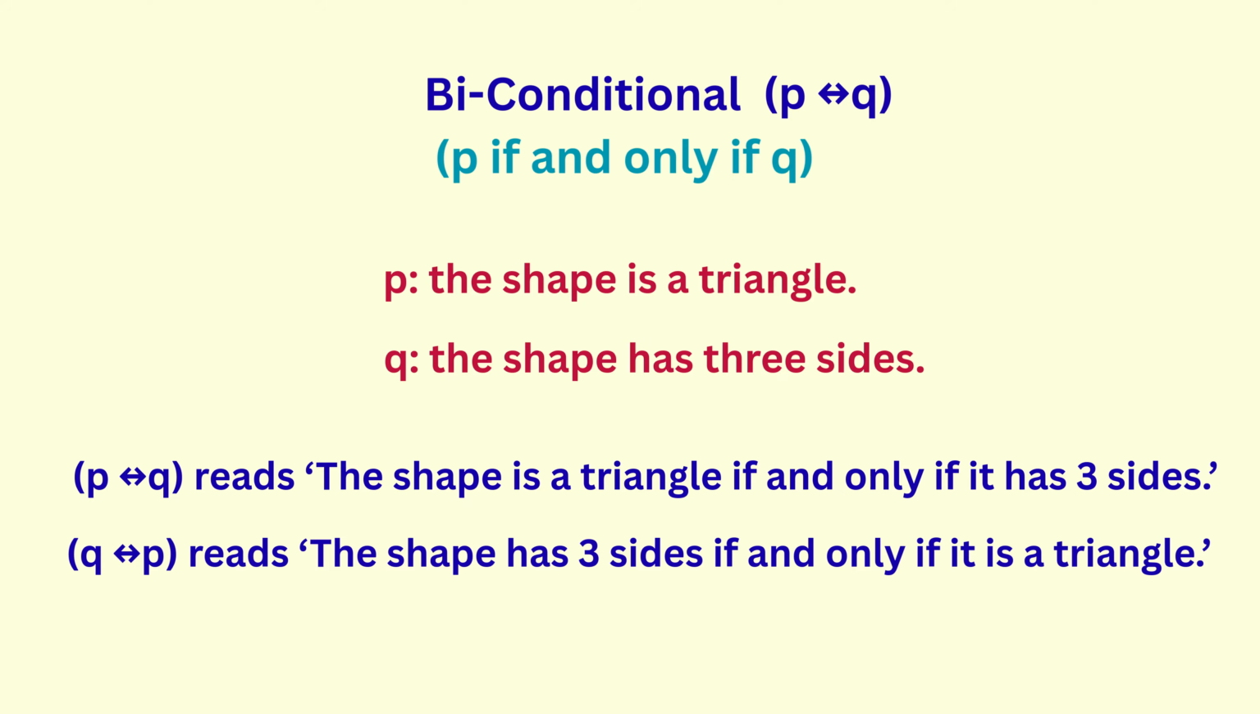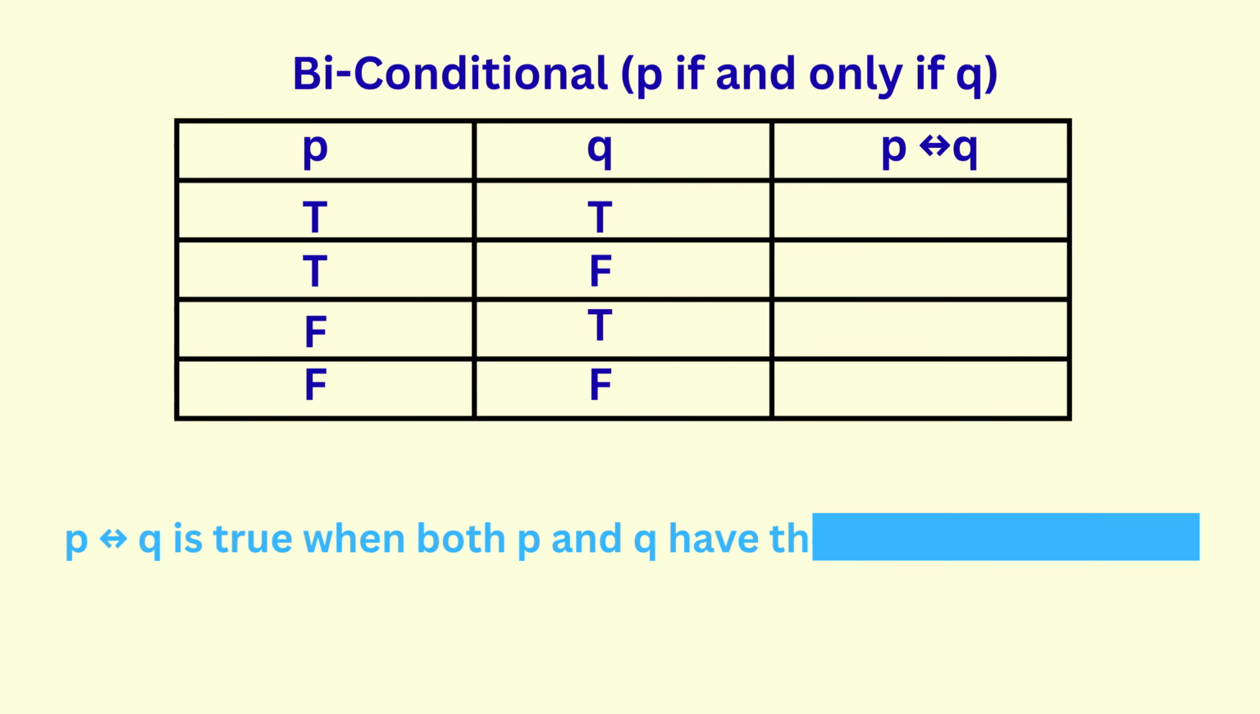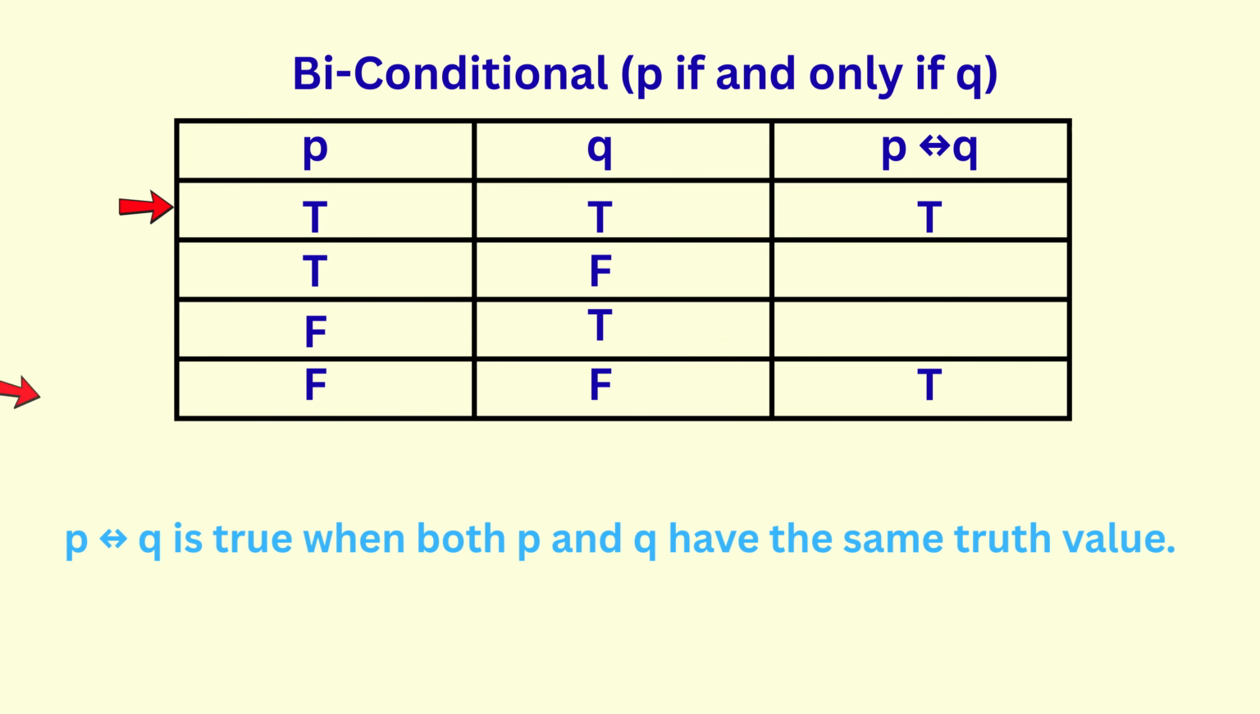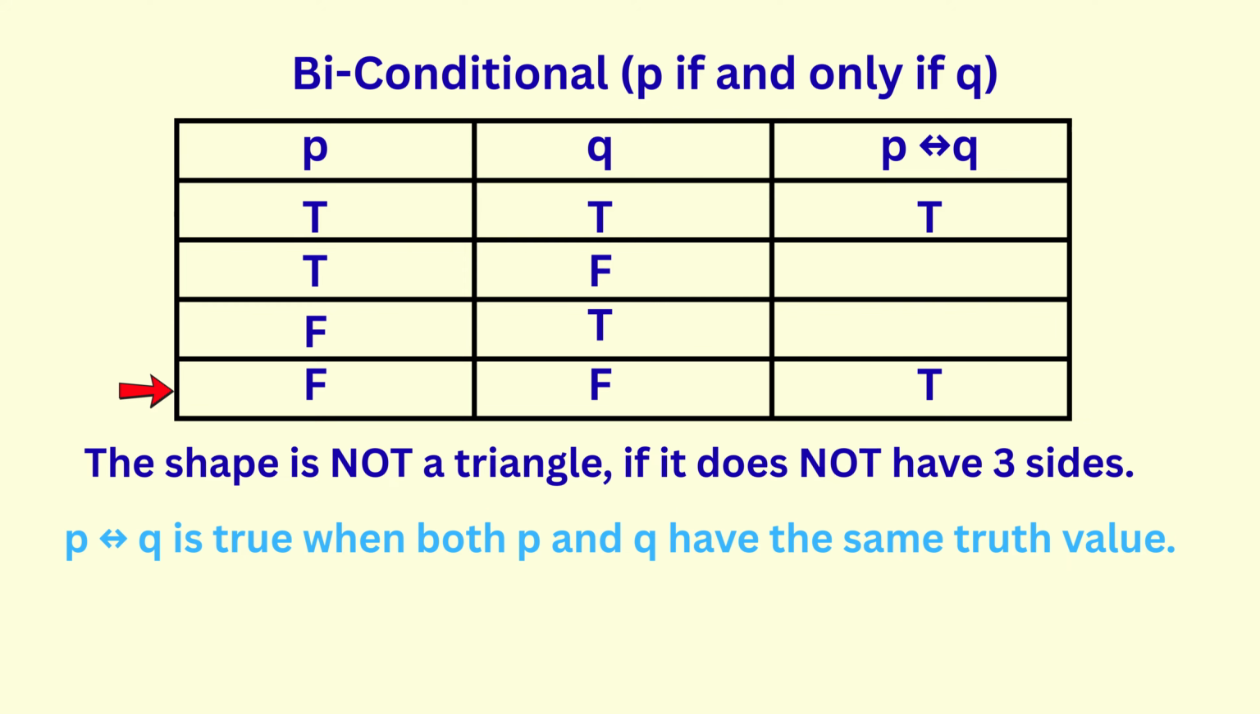This is the key difference between the conditional and the biconditional. The biconditional is true when both statements have the same truth value. That's when either both are true or both are false. Both are false reads, the shape is not a triangle if and only if it does not have 3 sides, which is logical, since both statements agree.